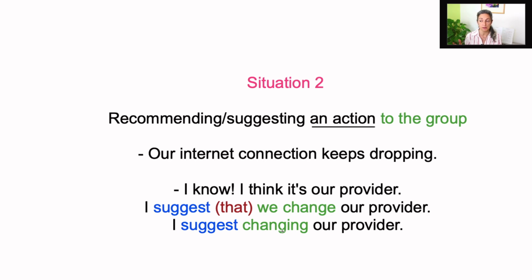And it's the same for suggest. So here's our example. You're recommending an action to the group that you belong to. Someone says, our internet connection keeps dropping. You share this experience with them. I know, I think it's our provider. And your choices are the same again. I suggest we change our provider, or better, I suggest changing our provider. So you can use the same formulation as before. I suggest we change, or go directly to the gerund. Right? So that's for situation number 2.